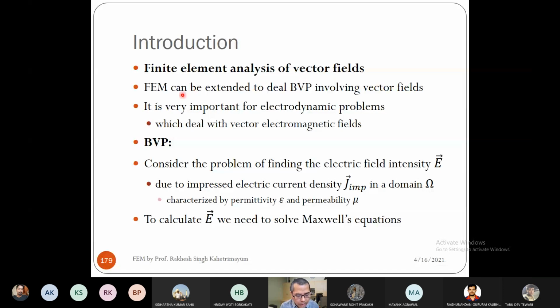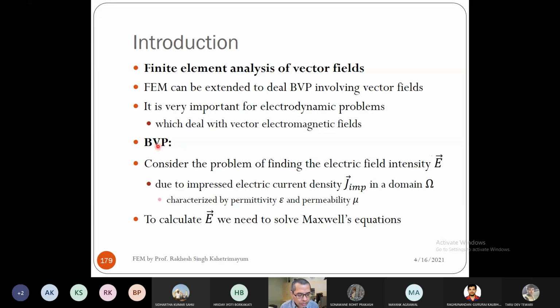The idea is that you can extend the boundary value problem involving vector fields for finite element analysis. As I've told you, it is very important for electrodynamic problems because in electrodynamic problems, all are electric field vectors or magnetic field vectors. So let us try to analyze the boundary value problem for such kinds of vector fields.